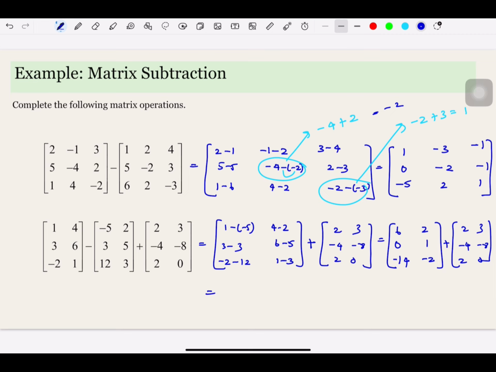Okay, so now we have 2 matrices and you have to add them together. Let's do the addition. So to do the addition, you have to take these 2 numbers and you have to add them together. It's going to be 8, and over here 5, -4, -7, -14 plus 2, -12, and this is 0, so -2. So this is your answer.